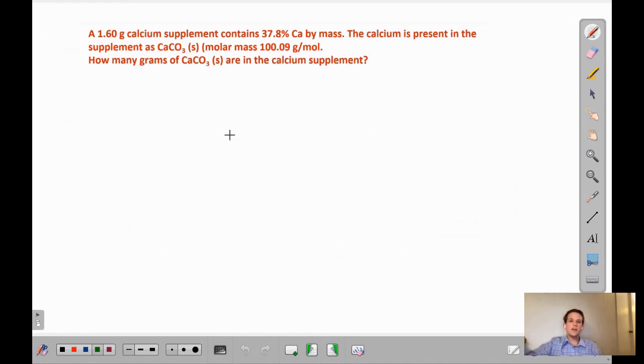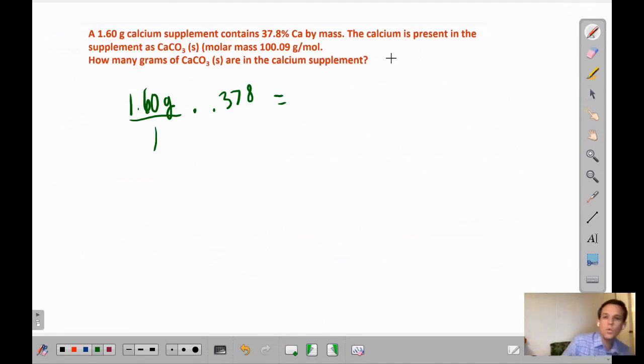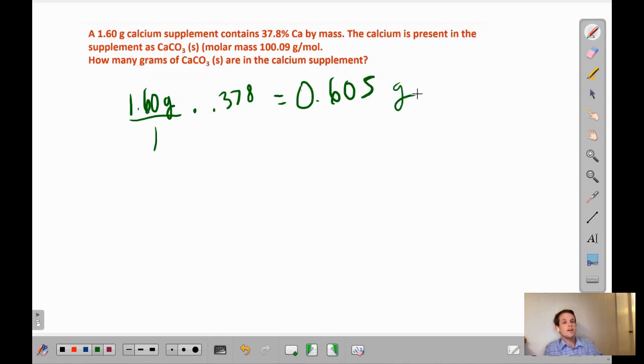We have 1.60 grams of calcium supplement, which contains 37.8% calcium by mass. The calcium is present in the supplement as calcium carbonate. So if we have a 1.60 gram supplement, and we know that 0.378 of it is calcium, we can calculate the number of grams that is just the calcium. It's going to be 0.605. So we have 0.605 grams of calcium in this particular supplement.